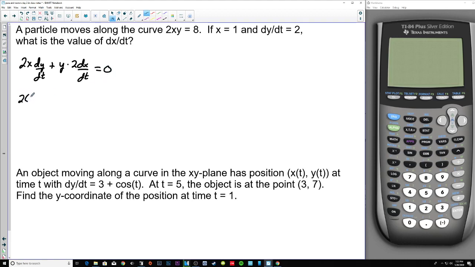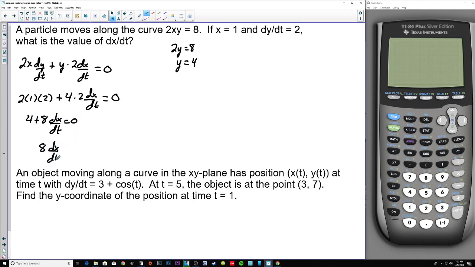We have 2 times, they tell us x is 1, dy/dt is 2, plus we need the value for y. So if we plug 1 in for x, we get 2y is equal to 8, so y is equal to 4. So 4 times 2, and then here is what they're asking us to find, dx/dt. So 4 plus 8 dx/dt is equal to 0. So if we subtract 4, that's negative 4 over there, and then divide by 8, dx/dt is equal to negative 1/2.